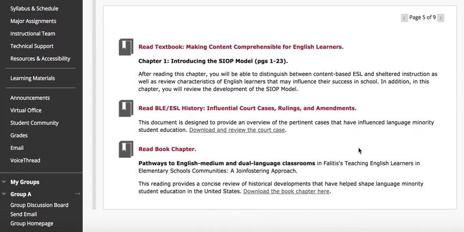This will be partnered with the reading reflection that we'll talk about in just a minute. But you're reading a chapter from one of our required texts, which is Making Content Comprehensible for ELLs, the SIOP model. So you're going to read chapter 1 there. And then you're going to read 2 articles that are included here in our Blackboard shell related to court case rulings and the history of ELL education.